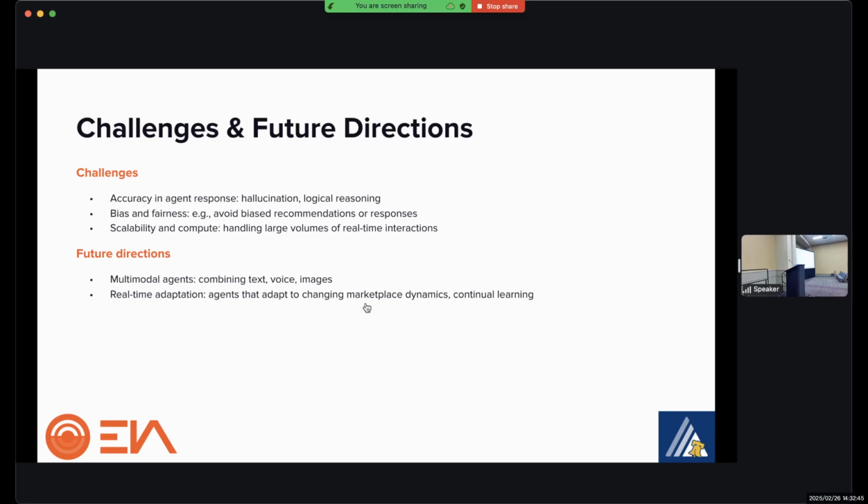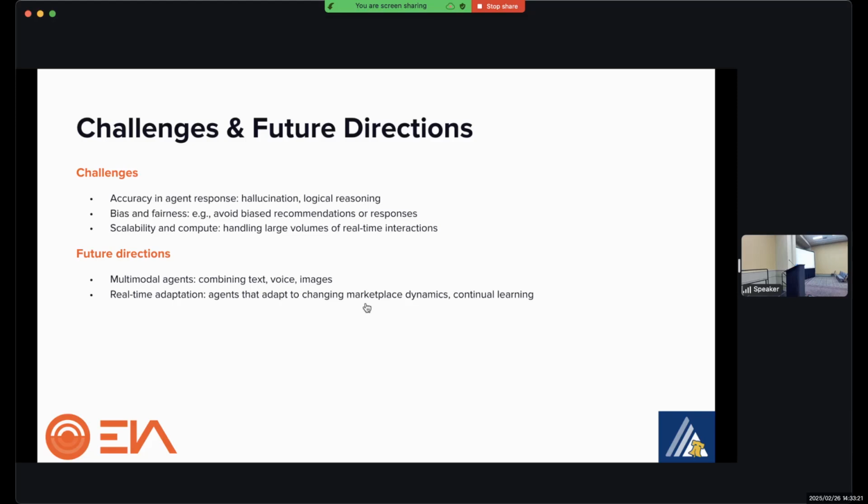Scalability and compute. The inference and training of large language models require a lot of compute resources. And on the application side, we desire the handling of large volumes of real-time interactions, especially for large-scale marketplace systems. So the compute resources and complexity, and how to make the inference stage more efficient, continue to be a challenge.